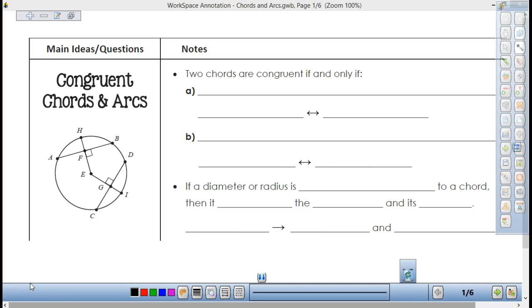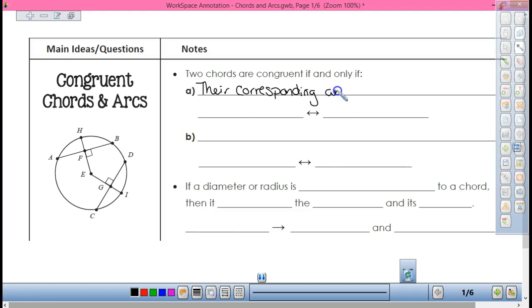Two chords are congruent if and only if, okay? That means that the definition has to be perfect. So their corresponding arcs are congruent. Okay, so in this case, we could say that AB equals CD if what? What are my corresponding arcs?